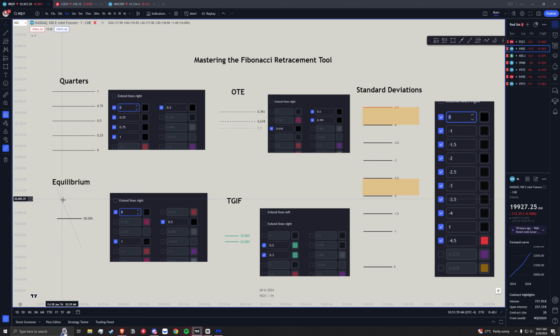Equilibrium or your premium and discount, very simple, just a 50% of your given move or wherever you decide to place it. Here are the values for it right here. 0, 0.5, and 1. OTE, optimum trade entry, as well as equilibrium, I have added right here as well. These are the two ones that you want to note, 0.168 and 0.781, and this is just equilibrium.